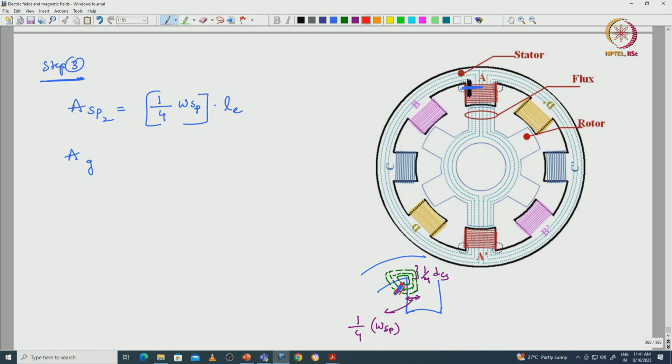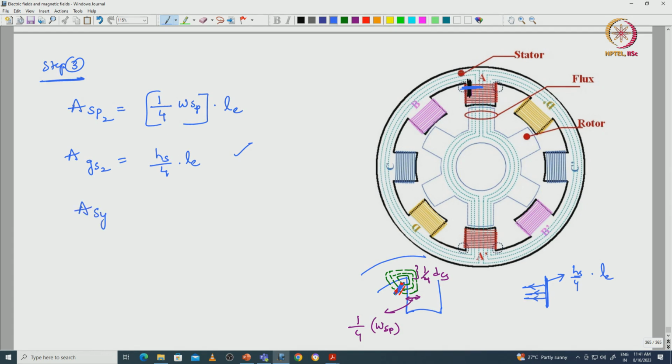AGS2 is equal to hs by 4, the x axis length, into the y axis length, Le, I am calculating. So, here flux lines are coming in this fashion to the slot region. The perpendicular area will be: height is nothing but hs by 4, into the y axis length, which will be Le. Based on that we can calculate the cross sectional area with respect to the air gap region, in terms of the stator slot region.